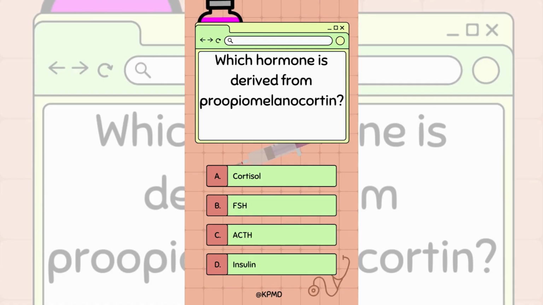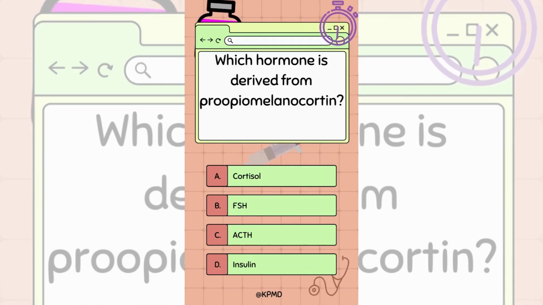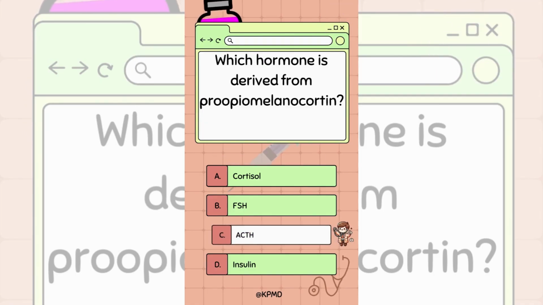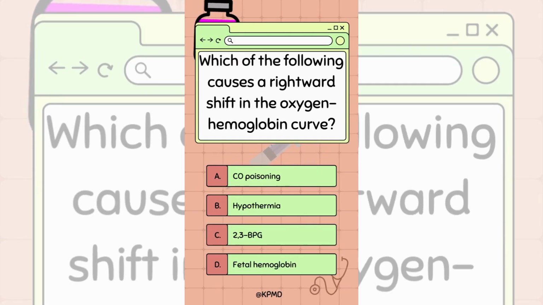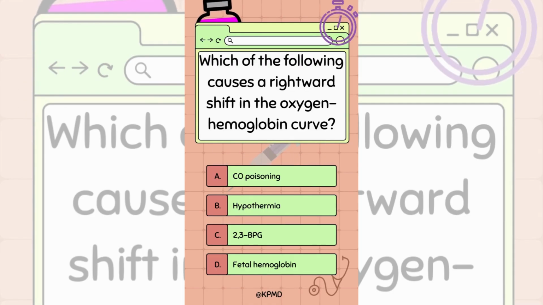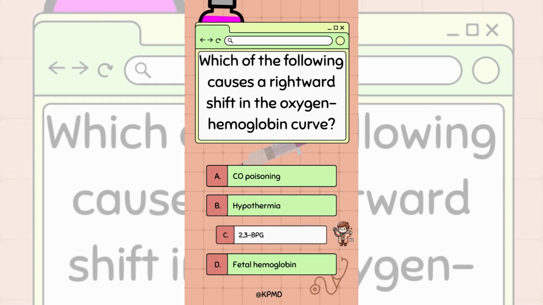Which hormone is derived from pro-opiomelanocortin? Correct answer is C. ACTH. Which of the following causes a rightward shift in the oxygen hemoglobin curve? Correct answer is C. 2,3-BPG.